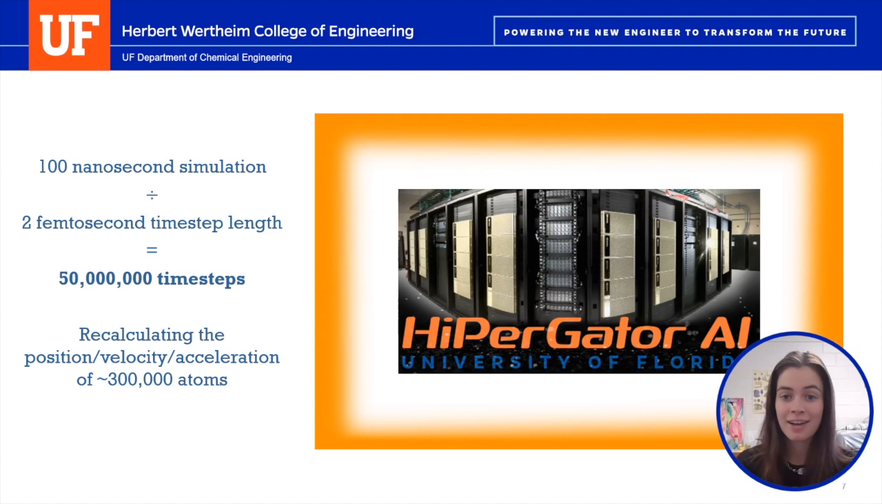To help define scale, I am running 100 nanosecond simulations, and each time step has a length of 2 femtoseconds. This comes out to 50 million time steps, meaning that the computer has to recalculate the position, velocity, and acceleration of around 300,000 atoms 50 million times. These robust calculations require UF's supercomputer, HiPerGator, which enables data calculation and storage on an enormous scale.